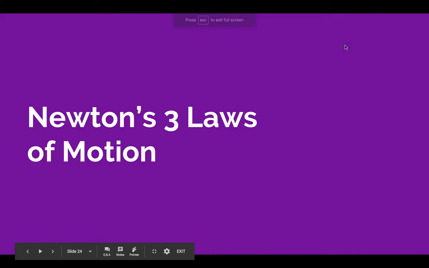Hi everyone, today we're going to be talking about Newton's three laws of motion. So we're going to be taking notes in Notability. At the top of your page, as the heading, please write this as the note's title.